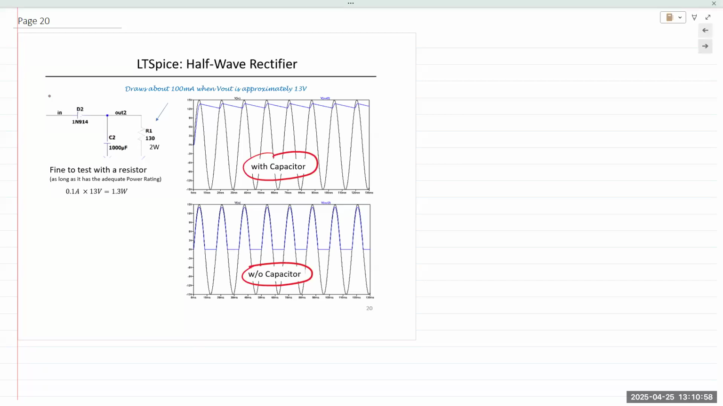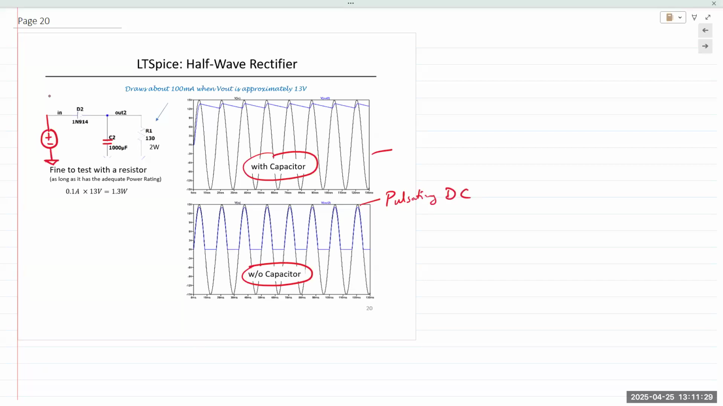So in LTspice, there are multiple diodes available. You can use the 1N4000 series or 1N914 to simulate a half-wave rectifier with or without a capacitor. And these are the output waveforms, right? This is without a capacitor. So this is what is known as pulsating DC output.